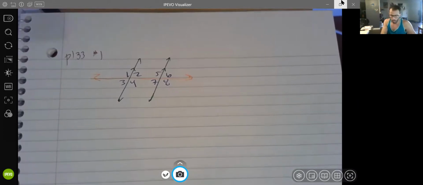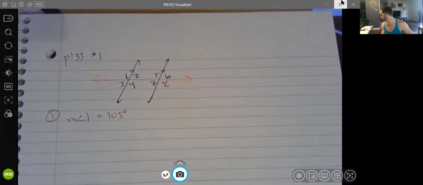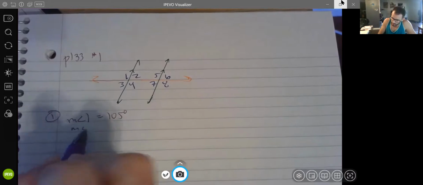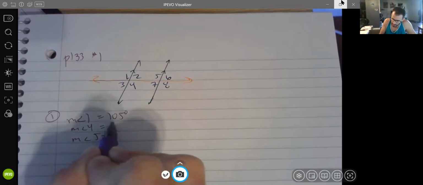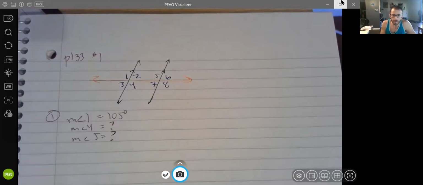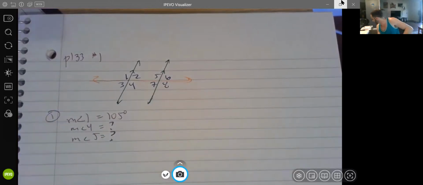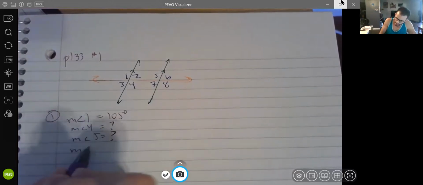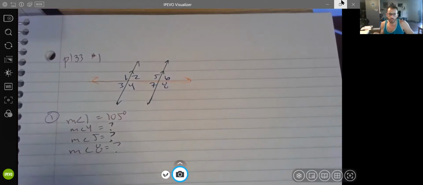All right, so number 1 says that the measure of angle 1 is 105 degrees. They want us to find the measure of angle 4, okay? And notice, kids, I am listing the things that they're telling me to do. There's a lot to do. So I'm going to write measure of angle 4 equals question mark because I need to find it. Measure of angle 5 is equal to question mark because I need to find it. Oh, and the measure of angle 8, because I need to find it, question mark. And we need to tell which theorem we're going to use.